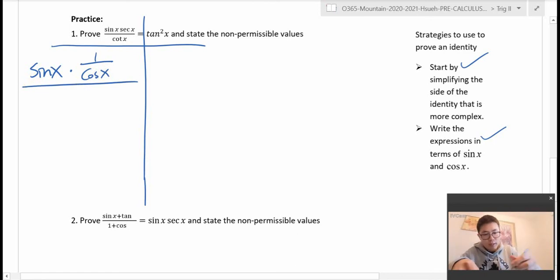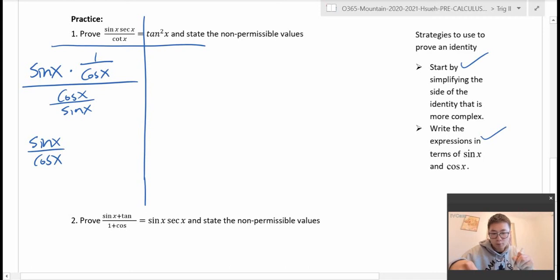And then we have cotangent, which is cosine over sine. Okay, so now, next step, we can simplify this. This is sine over cosine, right? That's on the top. Sine times 1 over cos is simply sine over cosine. This is division. Remember, division is the same thing as multiplication of its reciprocal. So this is divided by cosine over sine.